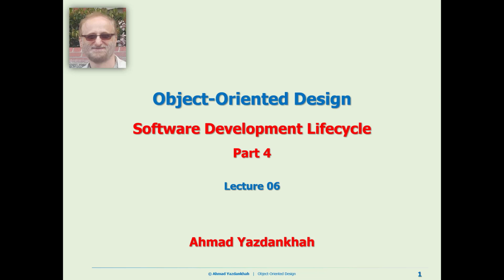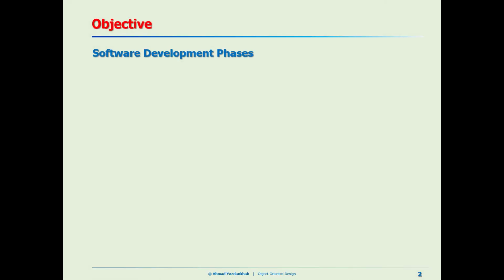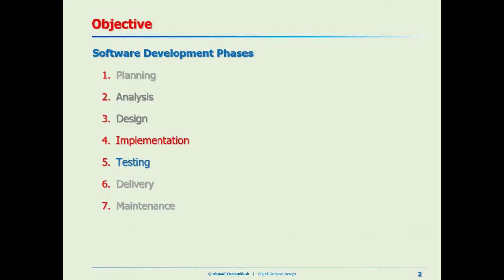Hey guys, this is the fourth and last part of the software development lifecycle. Let's see where we are. You remember we said we have 7 phases to produce software. The planning is out of our scope, and so are delivery and maintenance. So far we finished design and analysis, and now we want to start the implementation part.